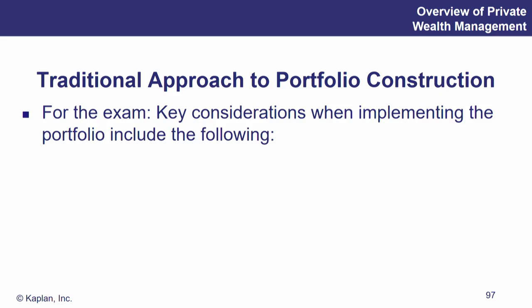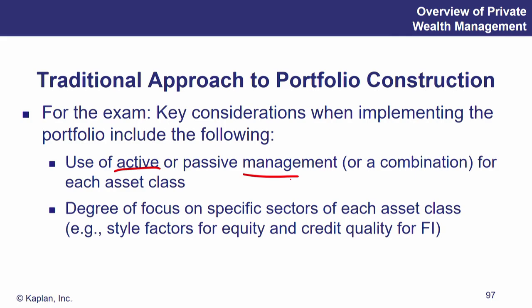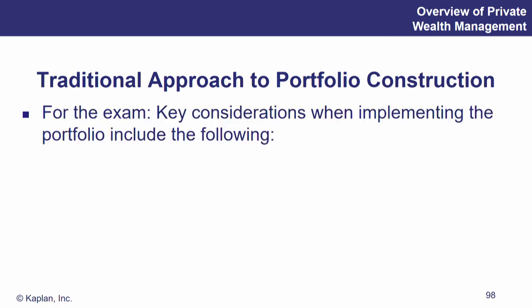Okay, so what are some key points for the exam? So we can use active or passive management for each asset class, or maybe even a combination. We also can think about specific sectors of each class, and we can use style factors for equity, or even break it out by credit quality for fixed income. So there's a lot of things that we can do, a lot of flexibility.